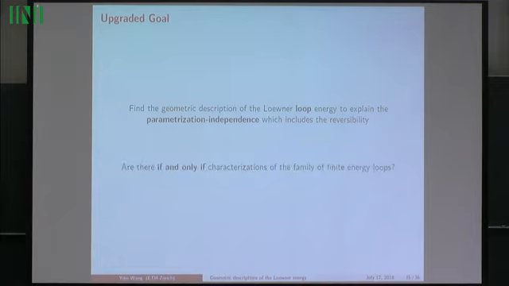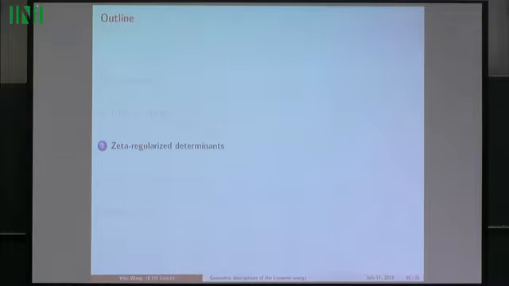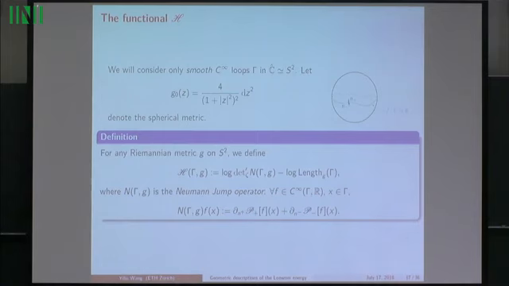And we also asked the question: are there if and only if characterizations of the family of finite energy loops? All these questions have a positive answer, and you're going to see many of them. Here you probably see 10 of them. They're all equivalent. Do you have any questions about the definition? Okay. So now it's the answer.